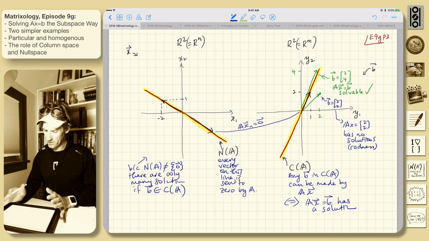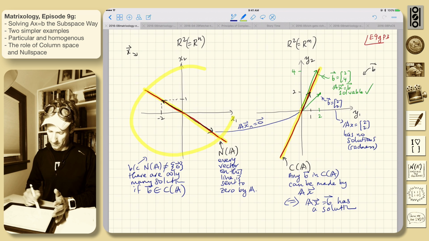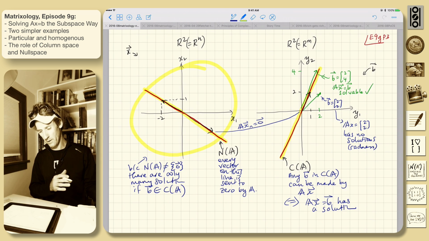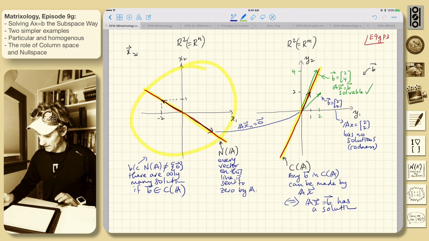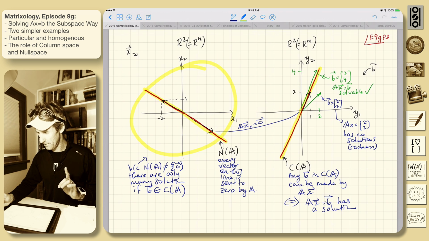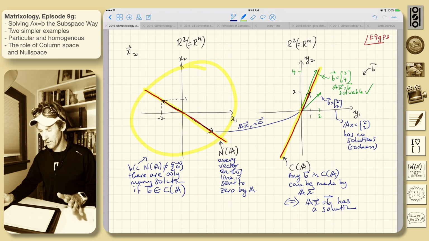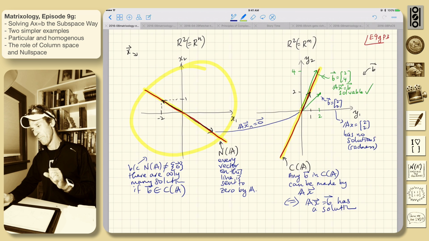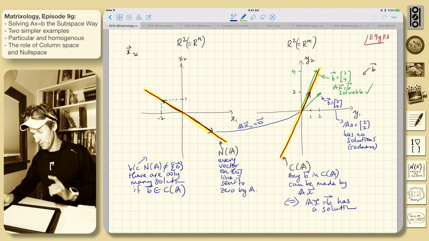Okay, so this is the big story we're starting to get hold of. That the x's live here. They live somewhere in Rn. There are vectors that live here that get sent to the column space. There are vectors that live here that get sent to null space. So the null space vectors get sent to 0.